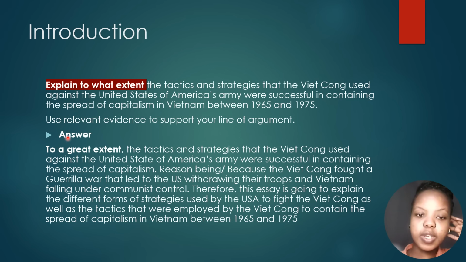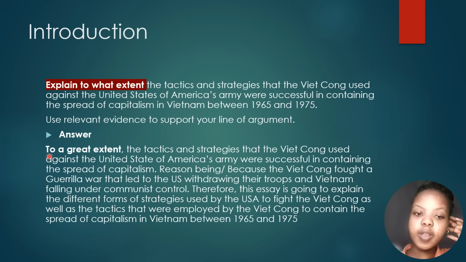So let us look at this example that I have prepared for you guys. I have taken question number 3, which reads as follows: explain to what extent the tactics and strategies that the Viet Cong used against the United States of America's army were successful in containing the spread of capitalism in Vietnam between 1965 and 1975. Use relevant evidence to support your line of argument. That is the question. Now here's our answer.